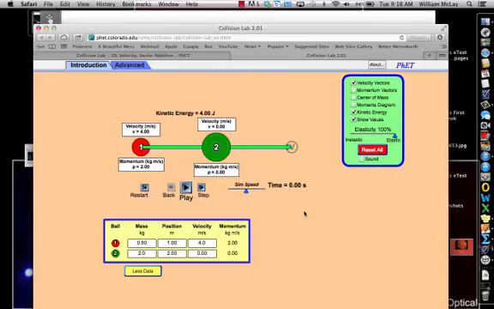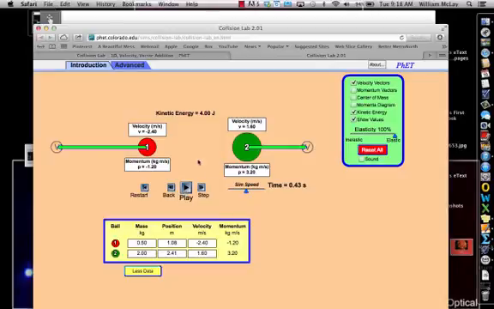Okay, so now we have our smaller mass that has a total momentum of only 2 Newton seconds and a larger mass sitting at rest, the smaller one going at 4 meters per second. Now notice the total energy of the system is about 4 joules.